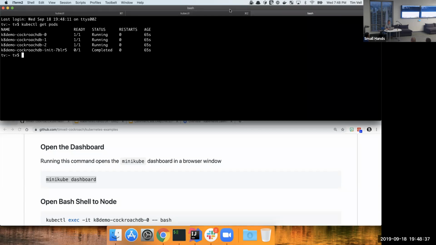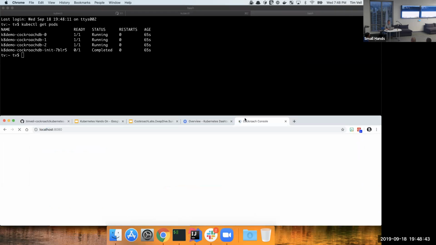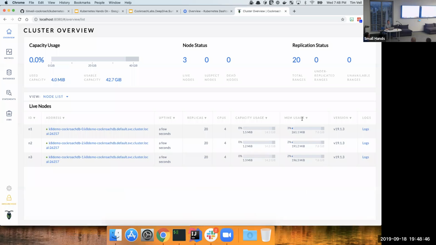I've killed this so many times. I think it was just in a transitive state. So let's pull it up and we should see, voila, the Cockroach interface, right? So pretty simple, getting a 3-node cluster up and running on my desktop.